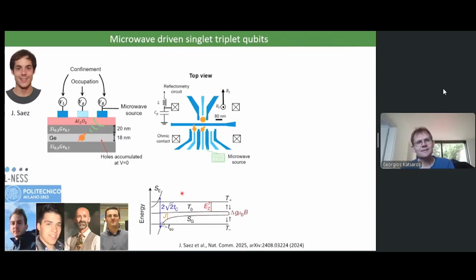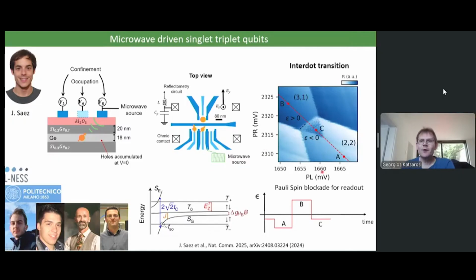And in a second set of experiments, we move towards microwave-driven singlet triplet qubits. This is an experiment which Jaime did back in 2024, which was published in 2025. So you have a very similar structure. Everything is in principle the same, it's just different the way we operate it.